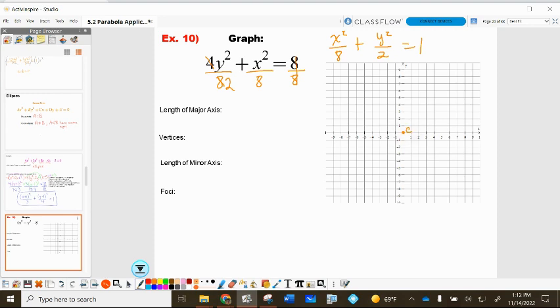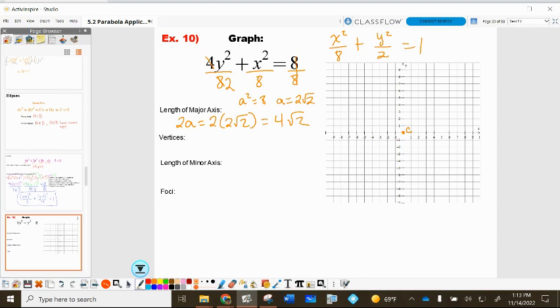The length of the major axis, the bigger number, is 8, but that's a squared. So a squared is 8. So I'll do the square root of that. So a equals the square root of 8, which is 2 root 2. Okay. Now, the length of the major axis is always 2a. So that's going to be 2 times 2 root 2, which is 4 root 2. Okay. Where are my vertices?